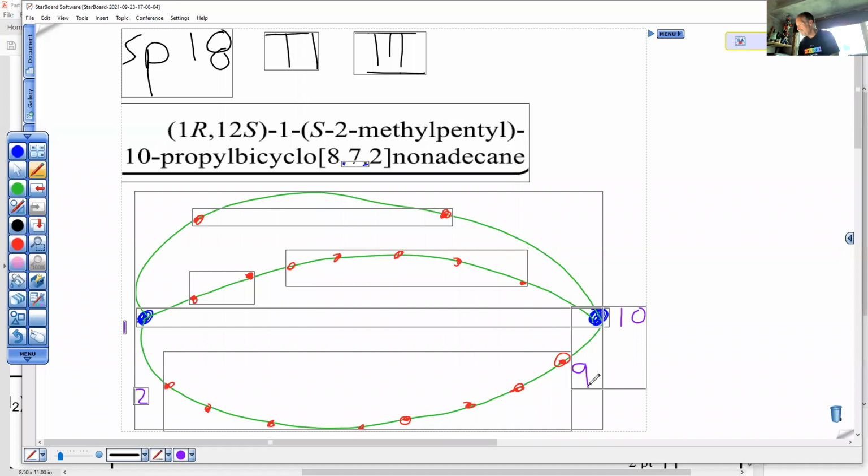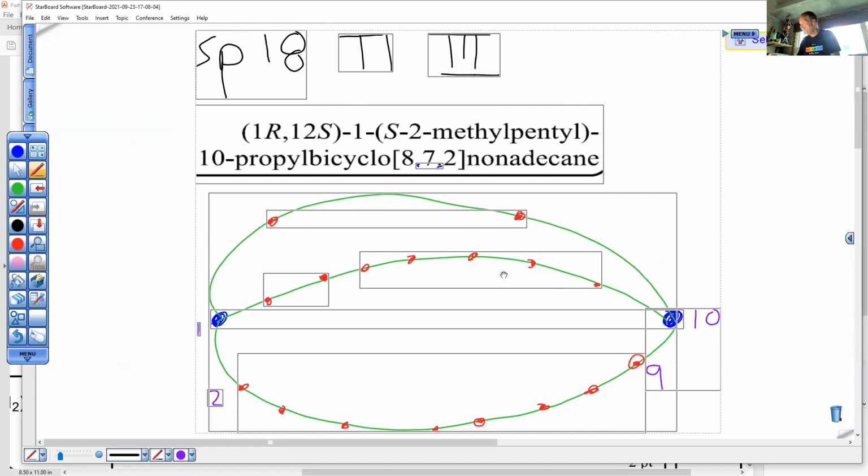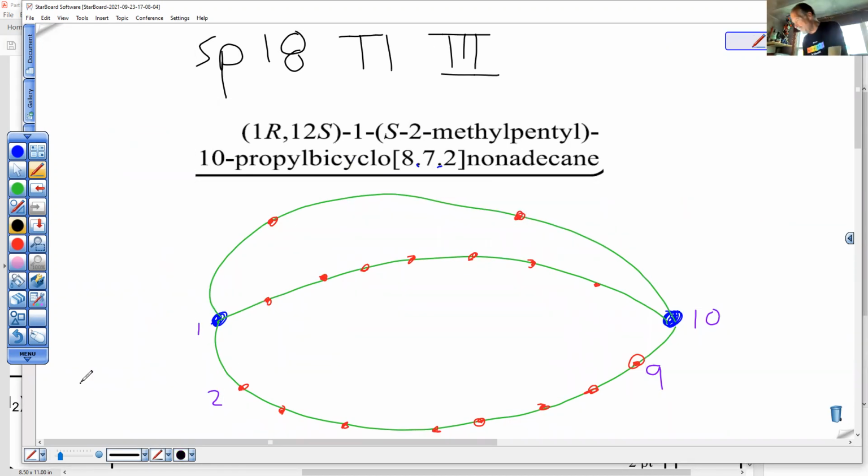I need a methyl pentyl. So how do you draw that? First thing I'm going to draw is a pentyl attached to carbon 1. 1, 2, 3, 4, 5. And then I'm going to put a methyl on the second carbon of the group.